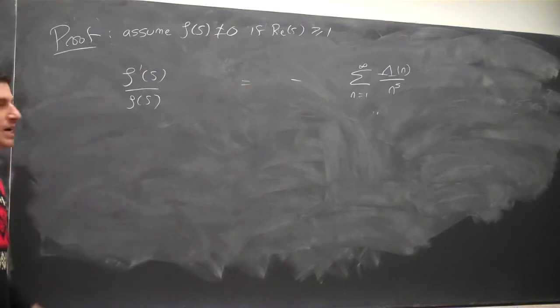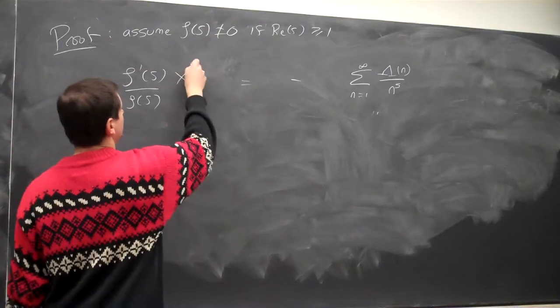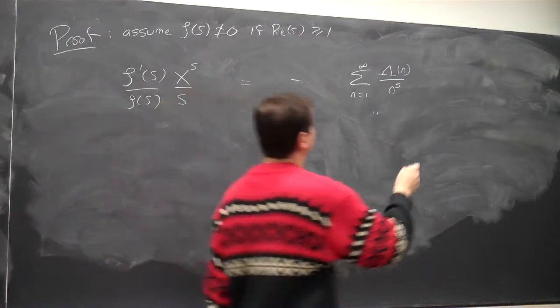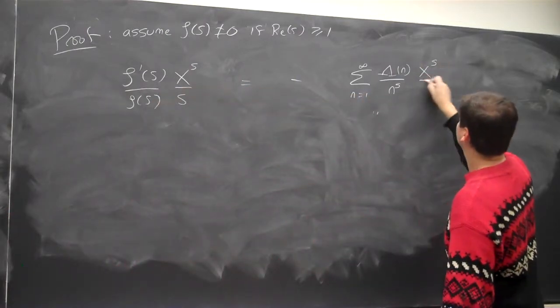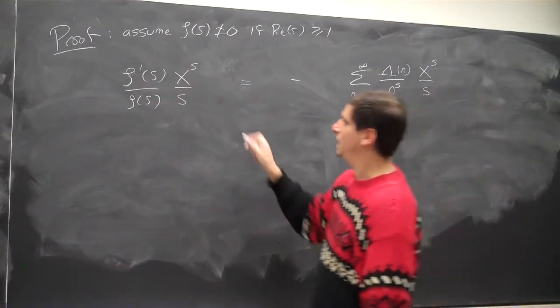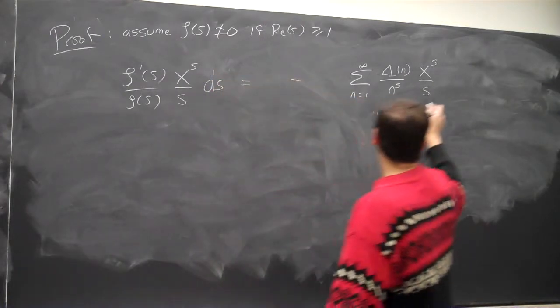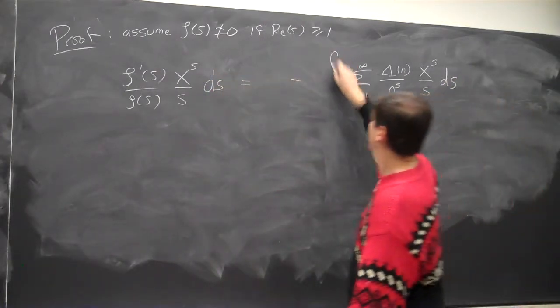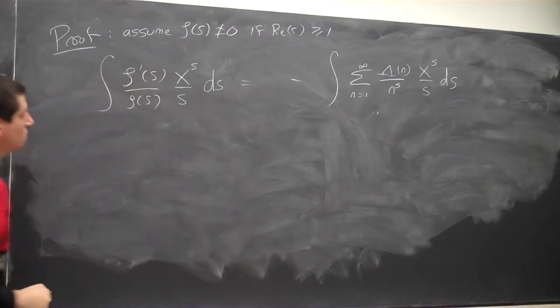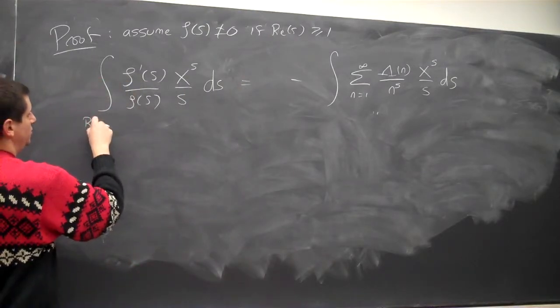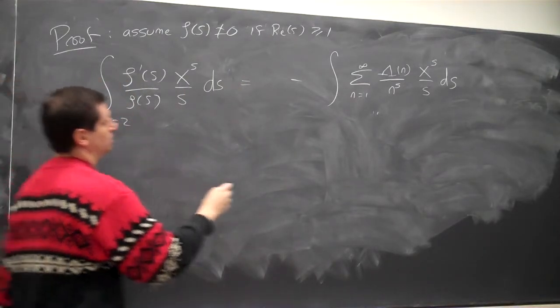Okay? What I can do is I can integrate both sides now. Because it's an equality. It turns out it's convenient to multiply by a factor before I integrate. And then I'll put in a ds. And I'll do some integral. And I'll integrate maybe over the real part of s equals 2.